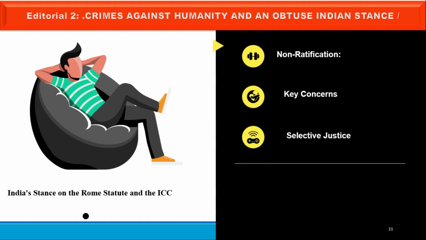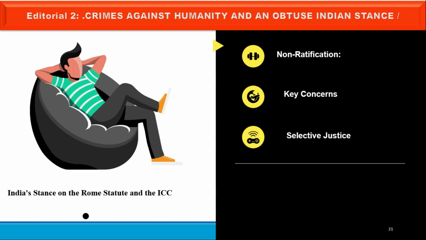There is an international legal mechanism like the Rome Statute and the International Criminal Court. This positions India's broader concern about sovereignty, selective justice, and also the potential political misuse of such forums. Here is the analysis we can do now.